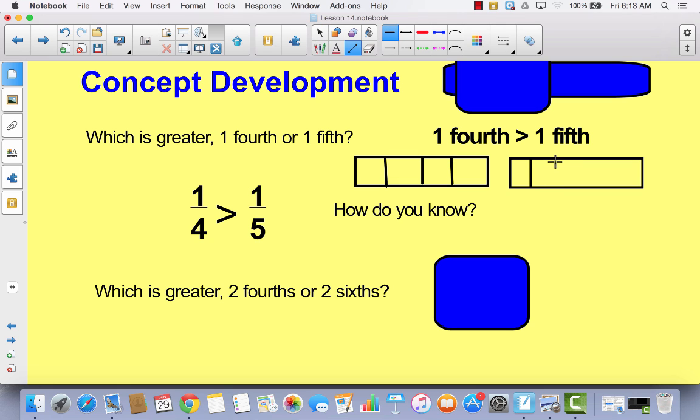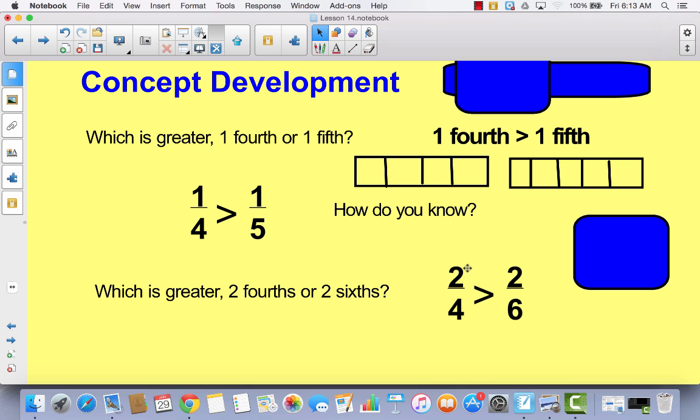the more parts I'm dividing it into, what happens to the parts? Just like if I was sharing this with my friend. If I shared this candy bar with only 4 friends, we're going to get more than if I share this candy bar with 5 friends. The more parts, the smaller your parts. That is why a fourth is actually greater than a fifth. So if I know that a fourth is greater than a fifth, I can use that to understand this.